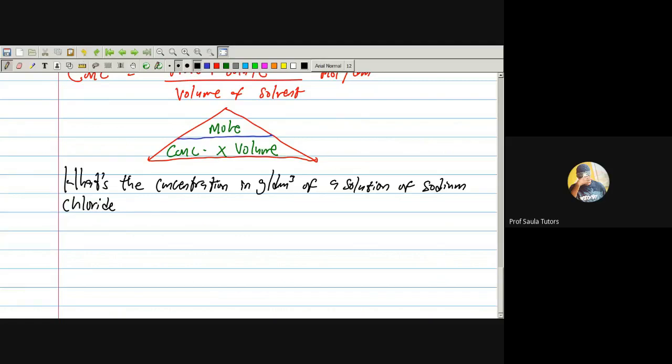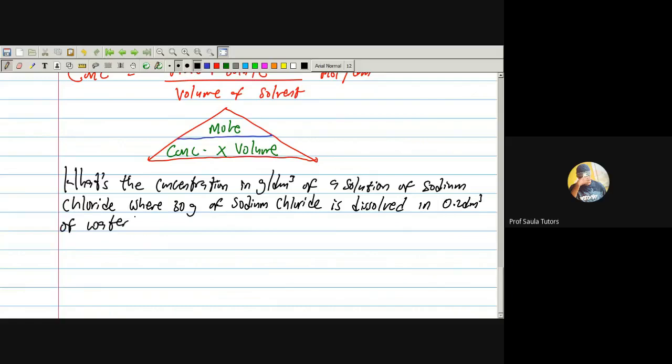What's the concentration in gram per dm cube of a solution of sodium chloride where 30 grams of sodium chloride is dissolved in 0.2 dm cubed of water?